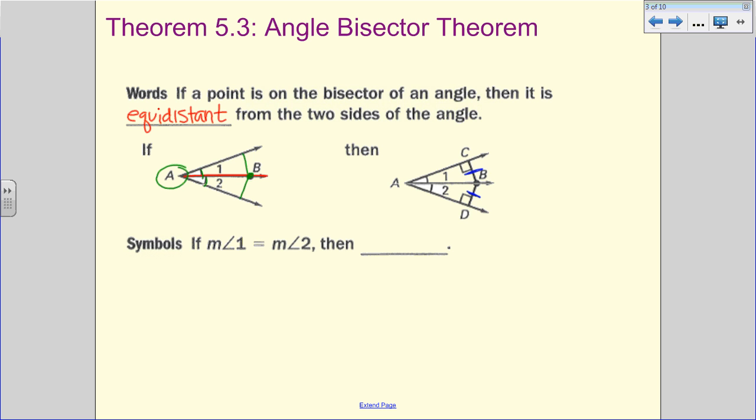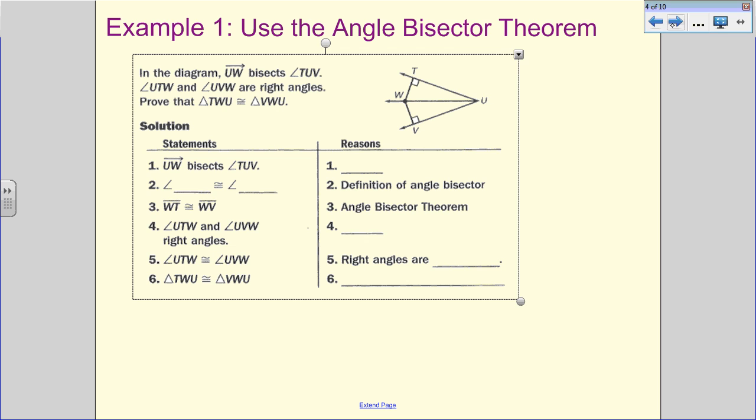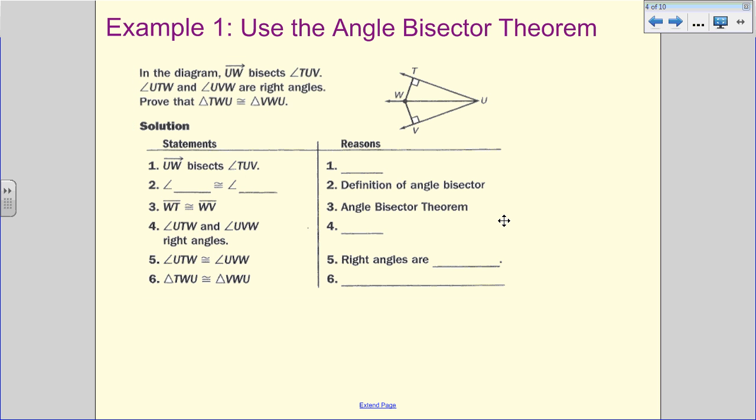We have these equal angles. So if the measure of angle 1 is equal to the measure of angle 2, so if we have these two equal angles, then we know BC is congruent to BD. Okay, so if we have equal angles at the top of what looks like two triangles, then we know the sides opposite those are going to be congruent. So now how can we use that in a proof?